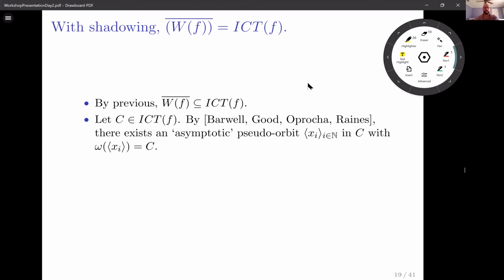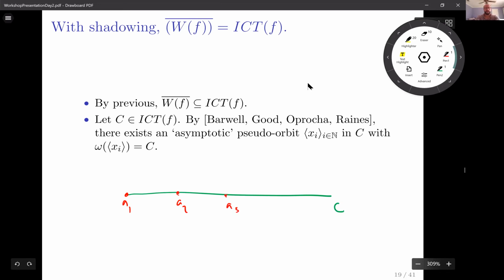Well, the idea is we're going to take advantage of this notion that was first developed by Andy Barwell, Chris Good, Piotr Oprocha, and Brian Raines to construct what we call an asymptotic pseudo-orbit in C, whose omega limit set, and this is the omega limit set of a sequence, not related to dynamics, is equal to C. Okay? And the way we do this is we take an ICT set C. We pick, let's say, some dense set A1, A2, A3, A4. We choose an appropriate countable dense subset of C. Such a thing exists.